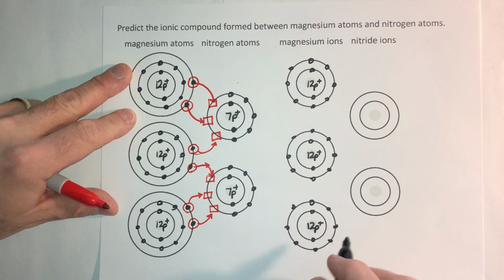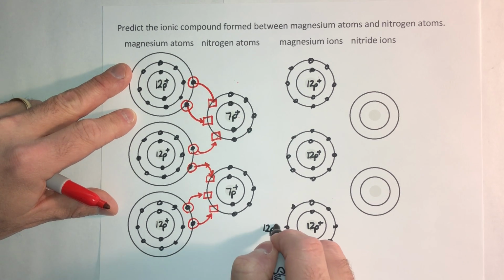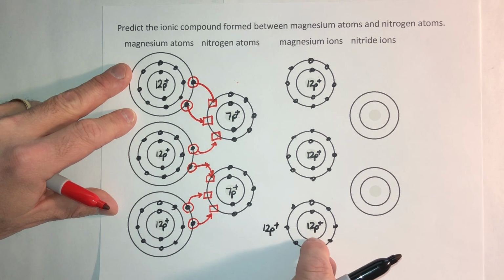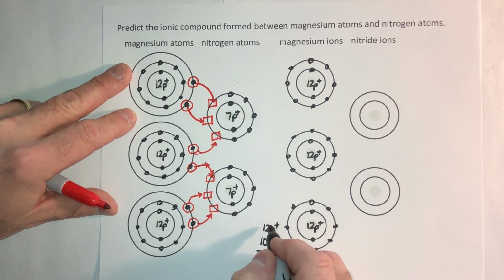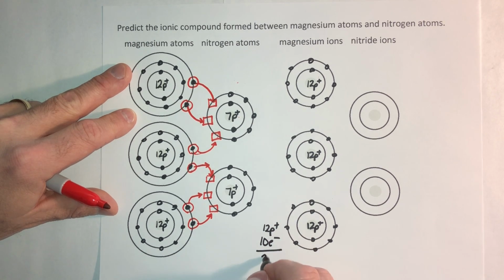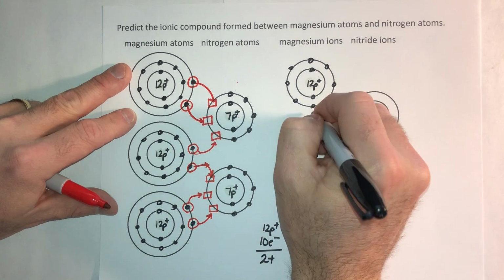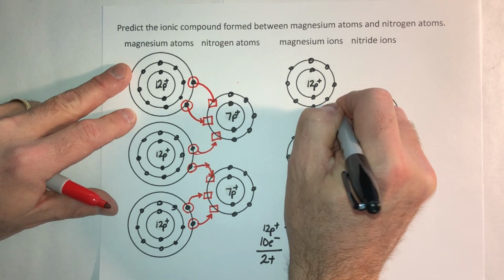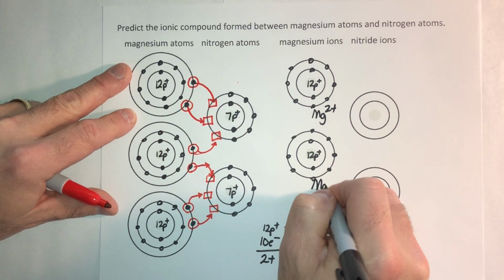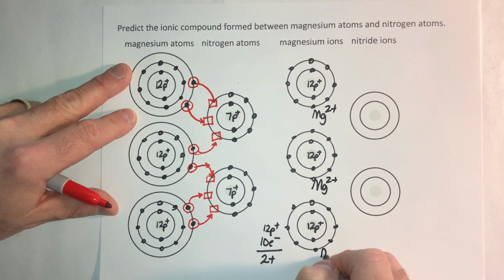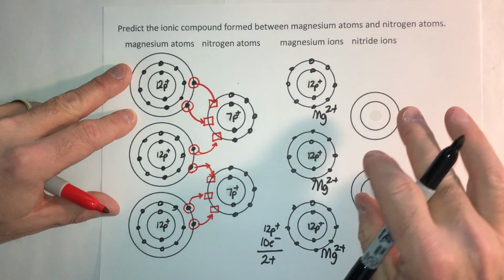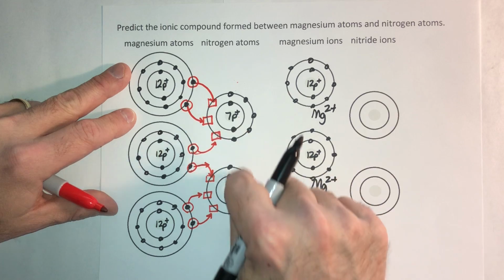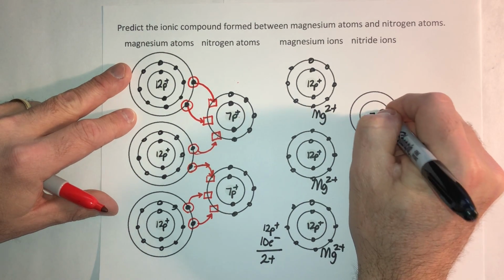Now if we talk charge, each of these started with 12 protons. They now have 2 plus 8 is 10 electrons. So 12 positives and 10 negatives make a 2 plus. So this would be magnesium 2 plus, this would be a magnesium 2 plus, and this would be a magnesium 2 plus.